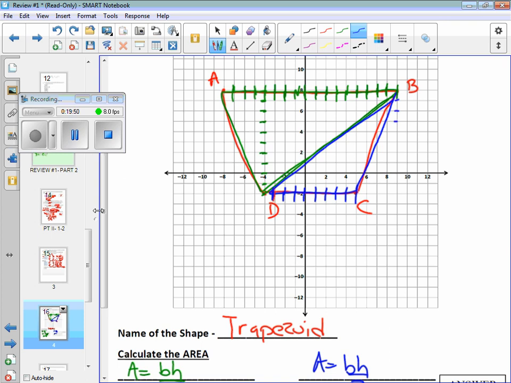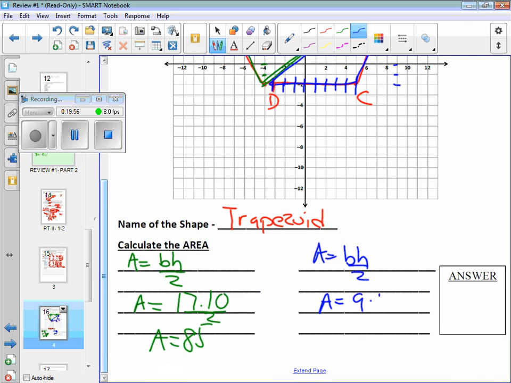1, 2, 3, 4, 5, 6, 7, 8, 9, and that's 10, and you'll get 45. Then you add it together, and the answer is 130 square units. Did you get it? You did, Ryan, you did composition. Did you get 130? Yeah.